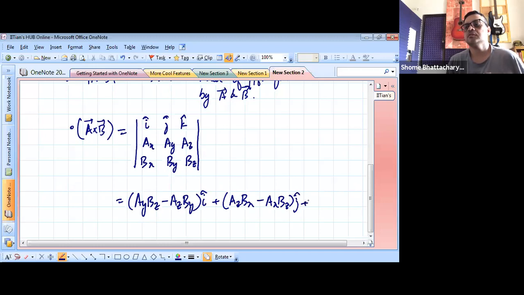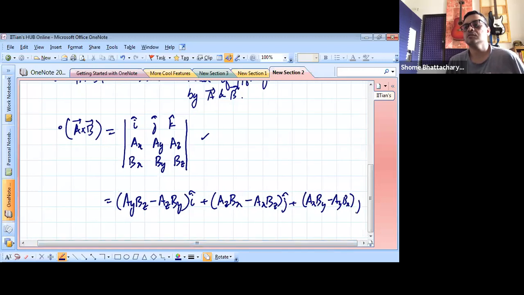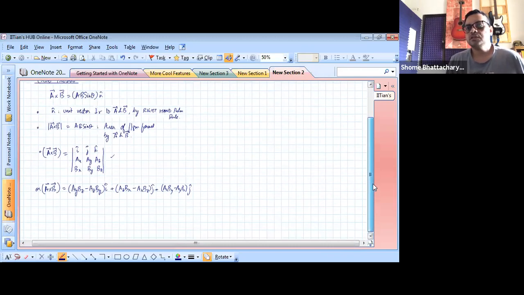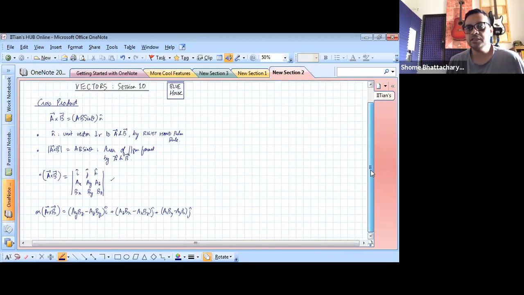Rather than remember this cumbersome formula, the easy method is to just work out the determinant of this matrix, which easily works out to this formula here. So this is the cross product in component form, and this is what we had learned about the cross product last time in detail.